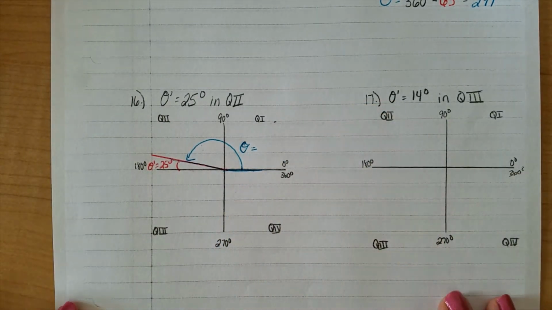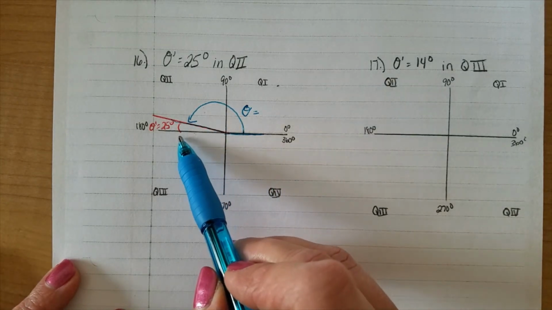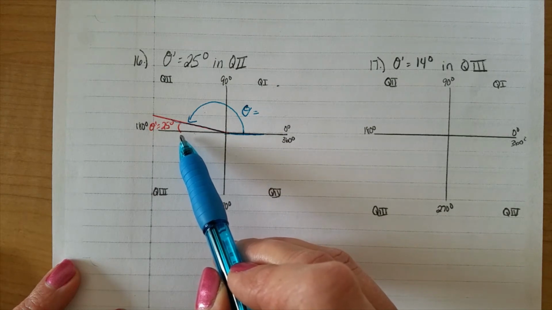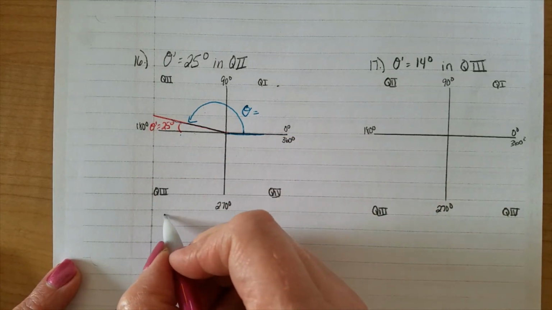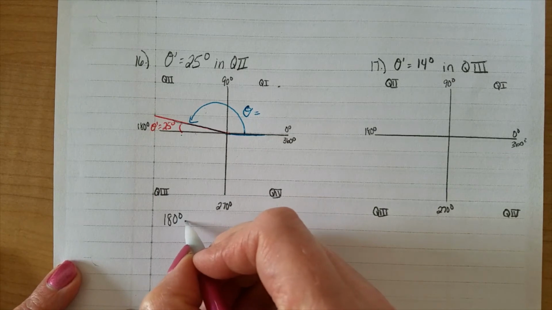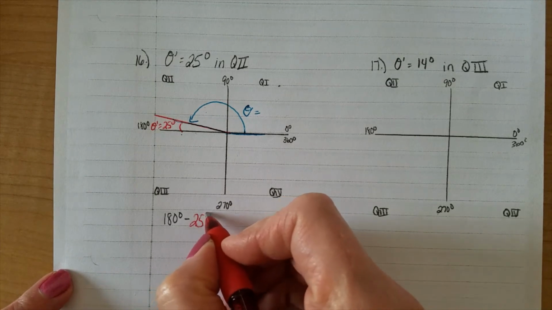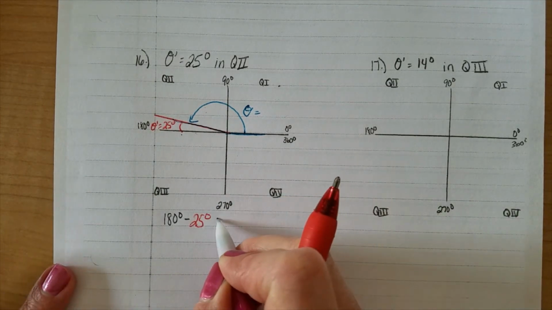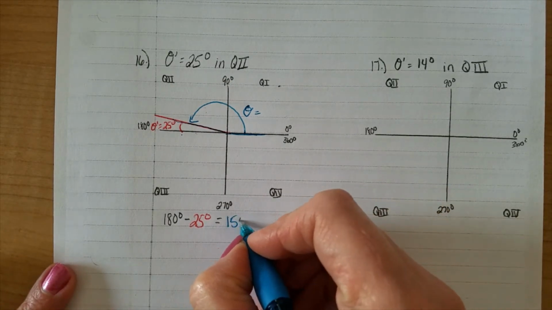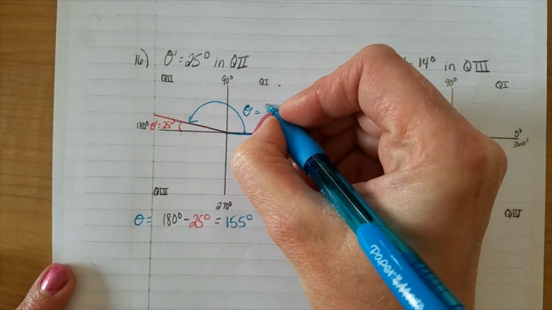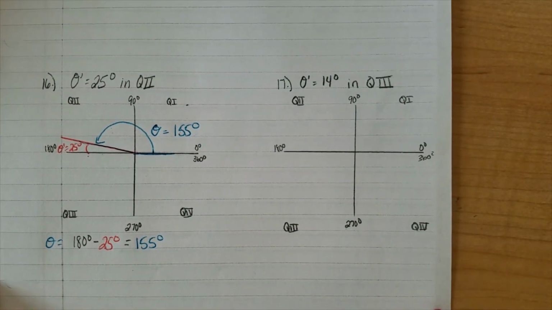So now to calculate the measurement of theta, well, if I would have gone 25 degrees further, I would have hit 180 degrees, but I didn't. I got to backtrack it. So what we'll do is we will take 180 degrees minus my reference angle of 25 degrees, and that is going to give me a measurement of 155 degrees. And let's do one more.